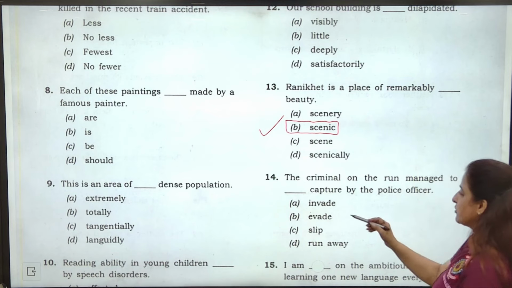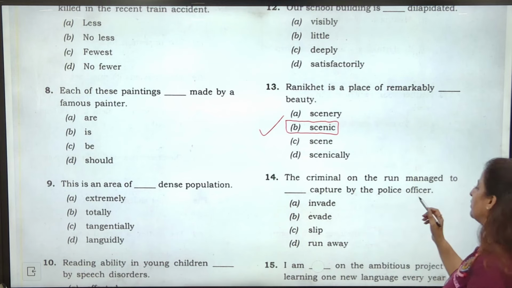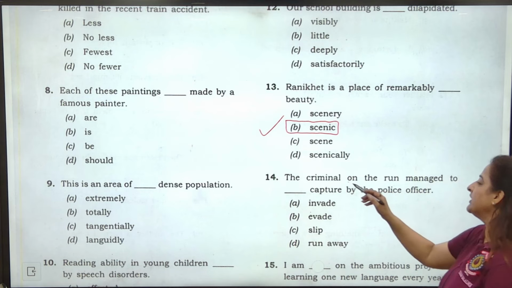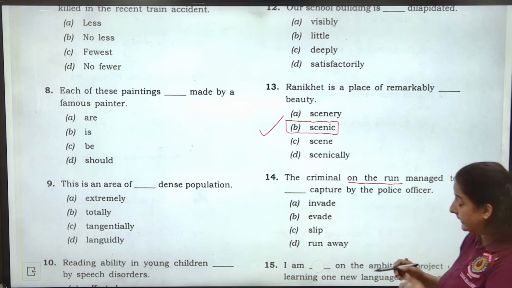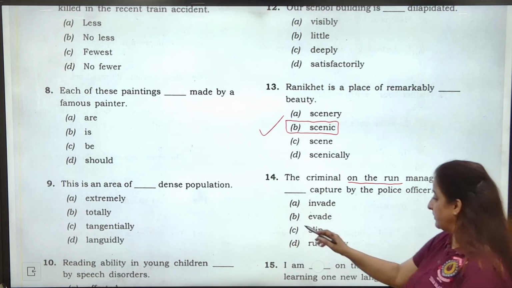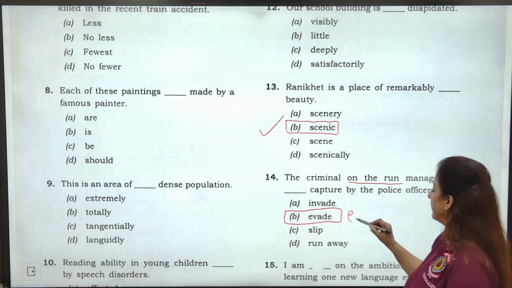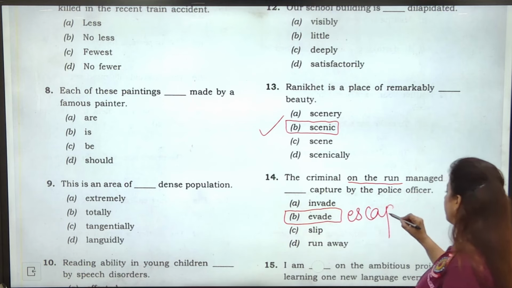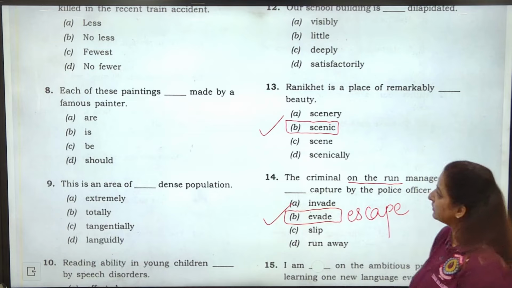Na? Question 14. The criminal on the run managed to dash capture by the police officer. क्योंकि ये on the run था, ये बच निकला इसका मतलब, right? और बच निकलने के लिए what's the word? Evade capture. Evade basically over here means he escaped. So the correct answer is Bravo.